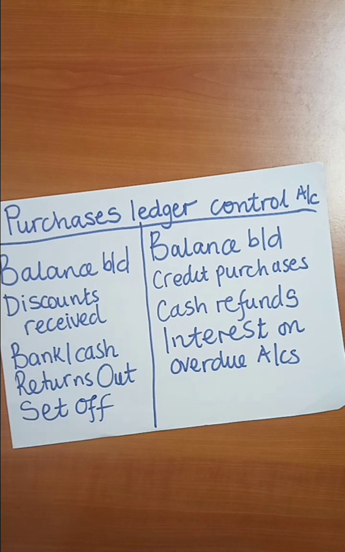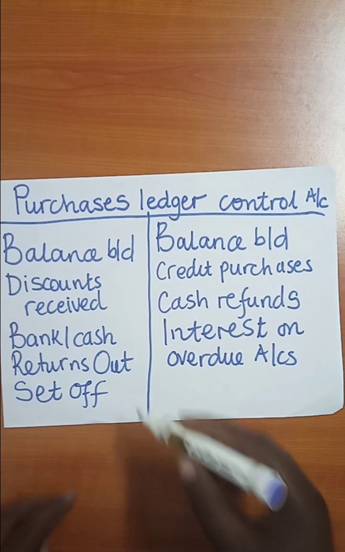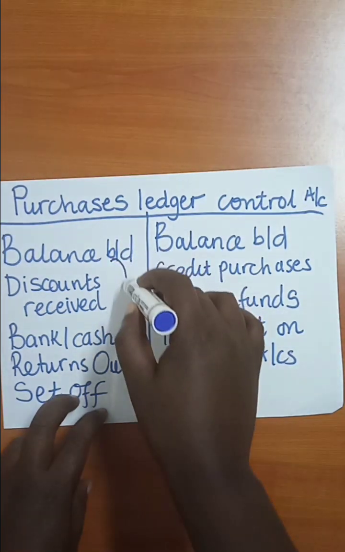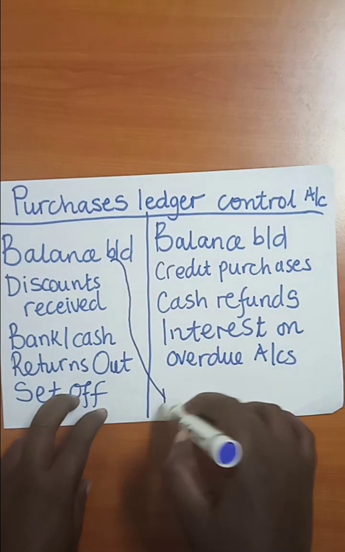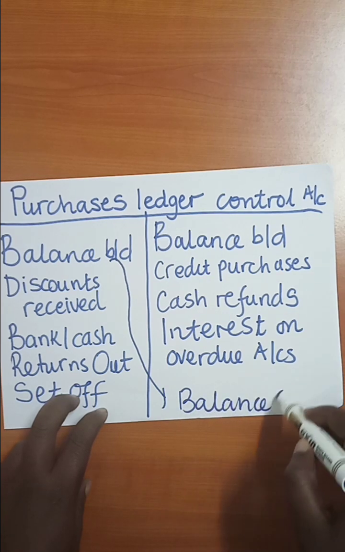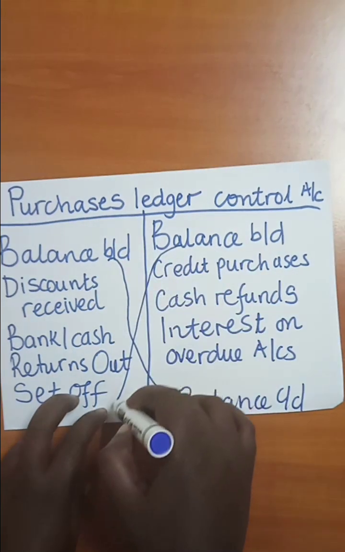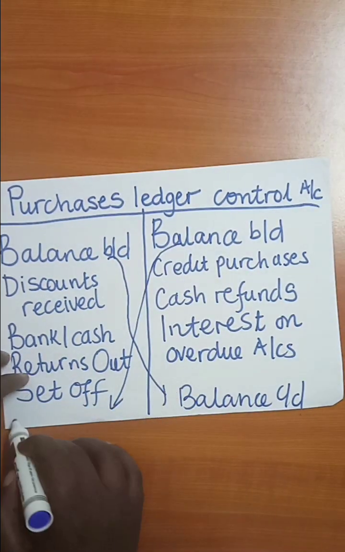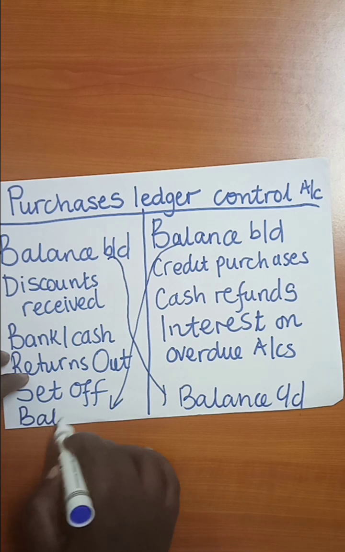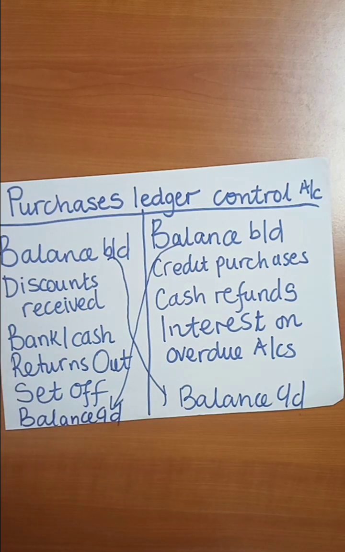Then we balance off our purchase ledger control account, and as usual, the balance on the debit side ends on the credit side. And the one on the credit side ends up on the debit side at the end of the month. So we have our balances like this.